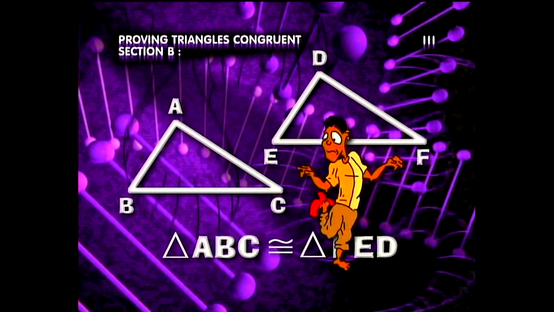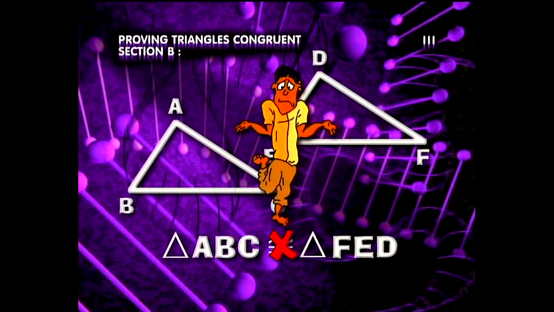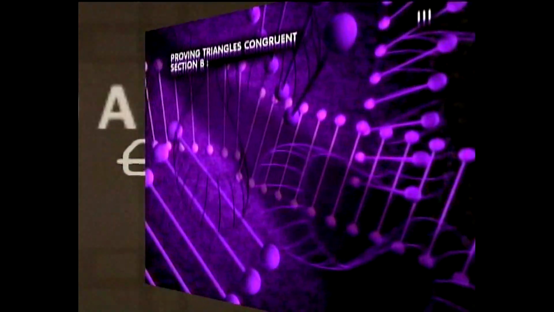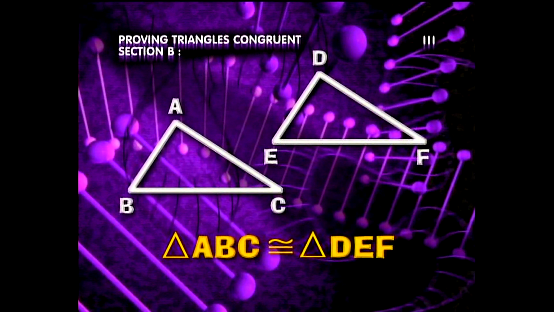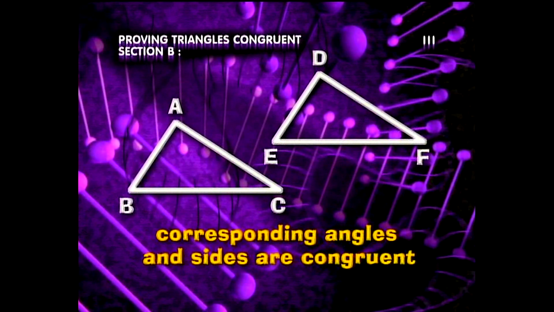We can't say triangle ABC is congruent to triangle FED. Why? Well, let's see why. By saying that triangle ABC is congruent to triangle DEF, we're saying that corresponding angles and sides are congruent.